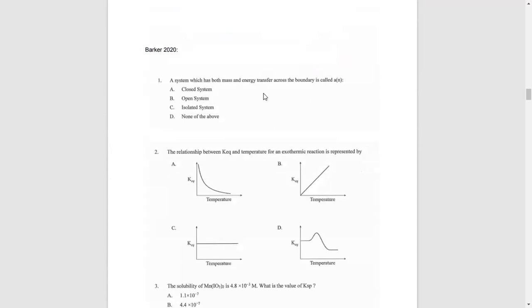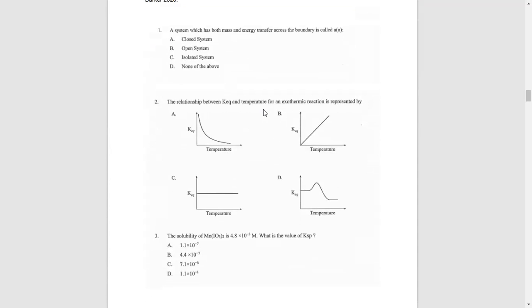This question should be quite self-explanatory. Okay. Both mass and energy transfer across the boundary is called an open system.